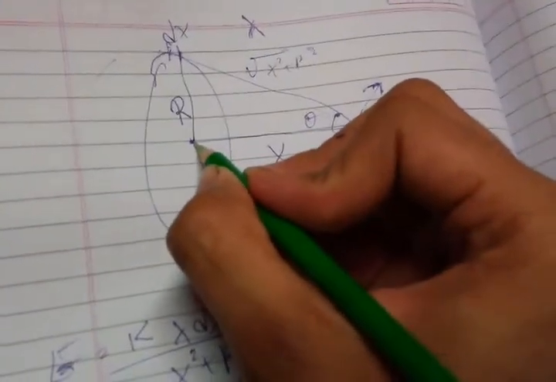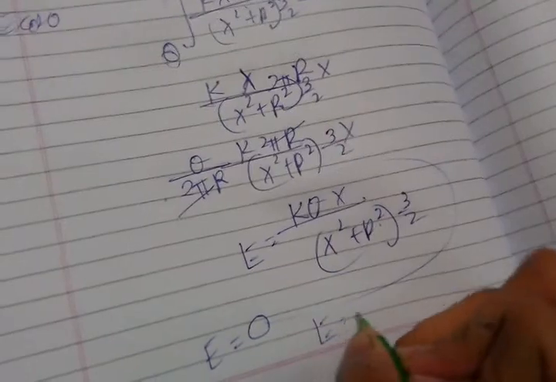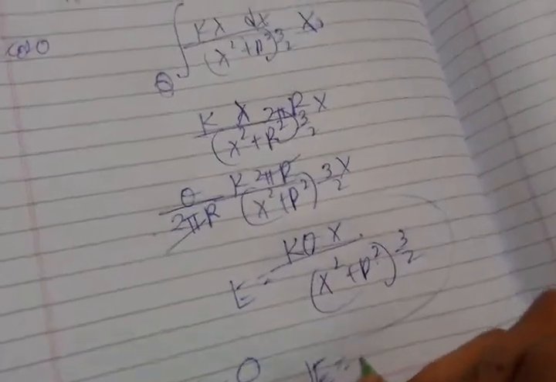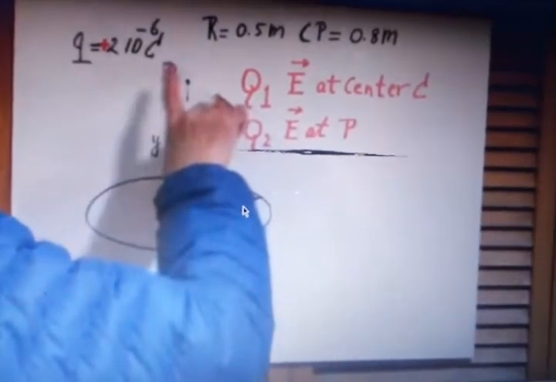So if we want the electric field at the center, then x becomes 0. If we put x as 0 over here, the electric field will be 0. And yeah, that's pretty much it. And Dr. Volchan has provided us the numerical values. Alright, so we can put the numerical values and we can find the electric field at center will be 0.